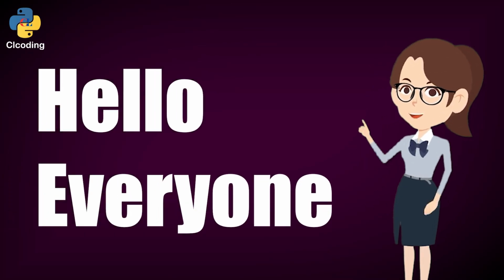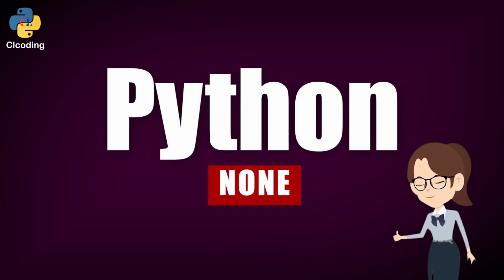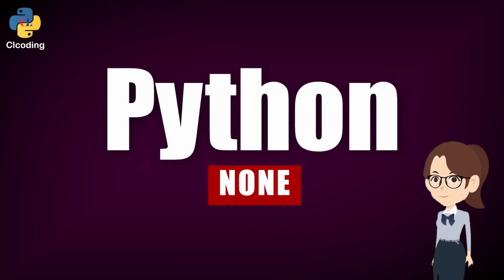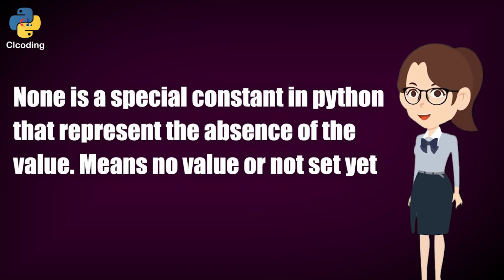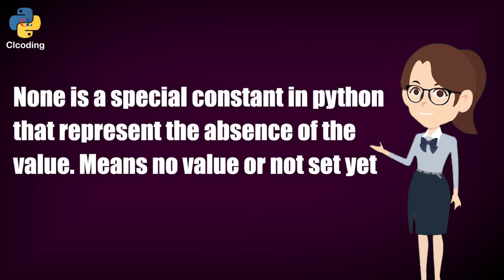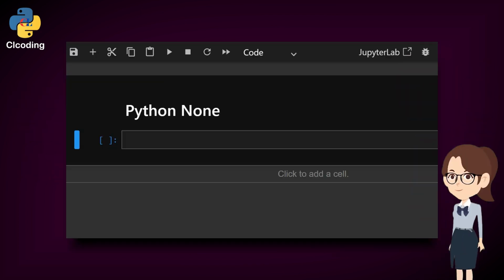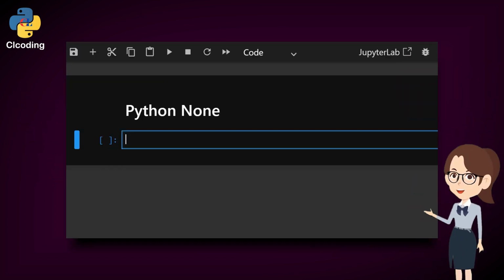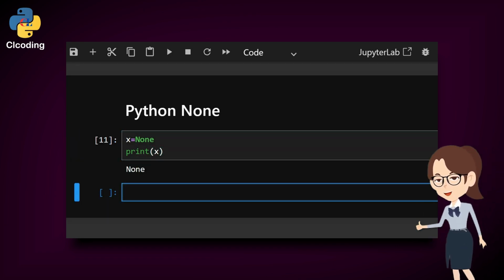In this video, we'll learn about Python None, what it is and how to use it. So, None is a special constant in Python that represents the absence of a value, meaning no value or not set yet. So, how do we assign a None? This is how we assign a None. And we can see the output of this.